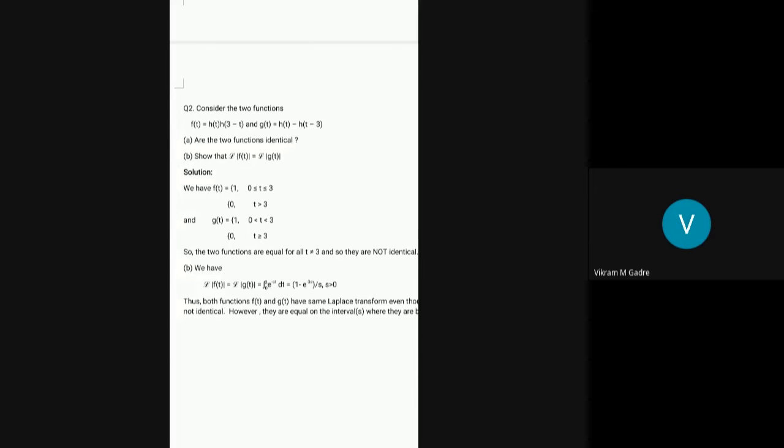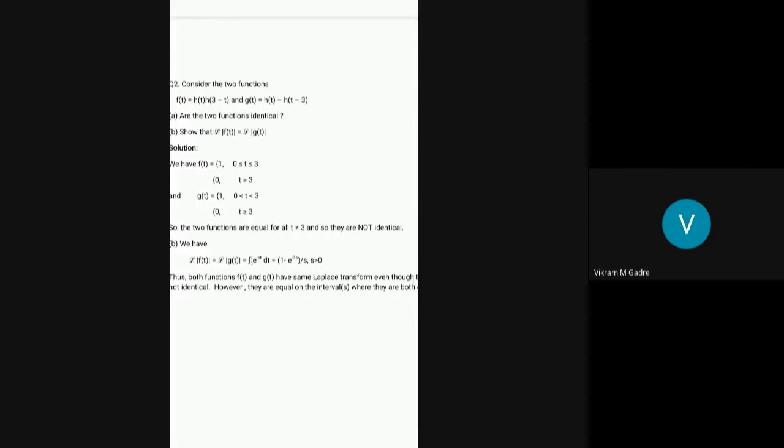So we have f(t) is equal to 1 when t is between 0 and 3, and is equal to 0 when t is greater than 3. Similarly, g(t) is equal to 1 when t is greater than 0 and less than 3, and 0 when t is more than or equal to 3. So the two functions are equal for all t not equal to 3, and so they are not identical.